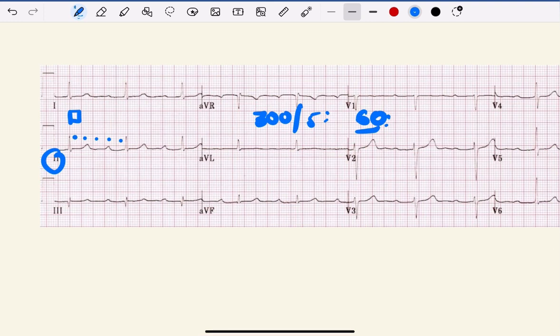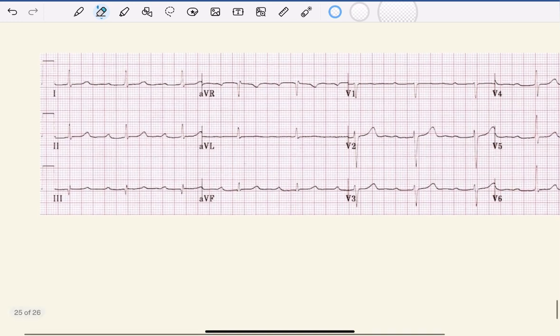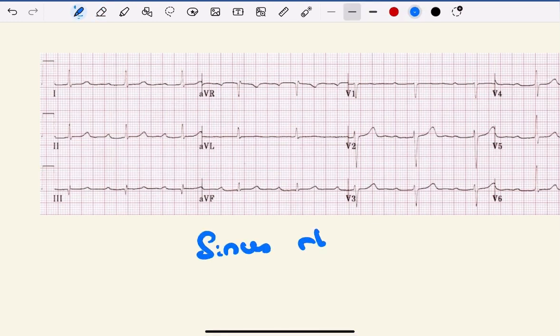So the next thing that you have to calculate is axis. Although here the finding is very striking, I am not going directly to the point, but I want you to interpret every ECG step by step like I am doing now. So rhythm is sinus rhythm. Rate is 60 beats per minute around.